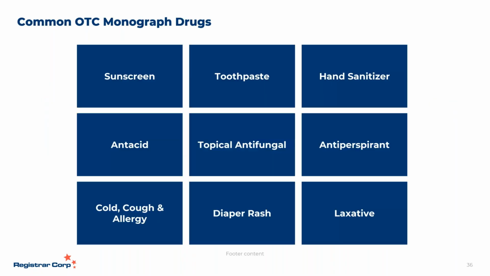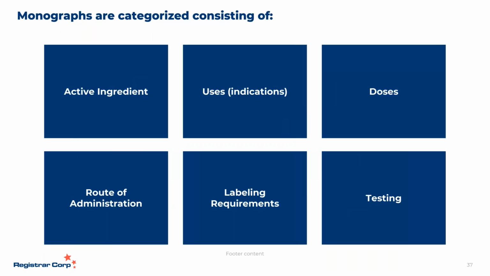There are many products on the market that consumers can purchase off the shelf that are marketed under a monograph: sunscreens, toothpaste, hand sanitizer, antacids, topical antifungals, antiperspirants, cold and allergy medications, diaper rash, and laxatives. And of course, there's more. What is a monograph?